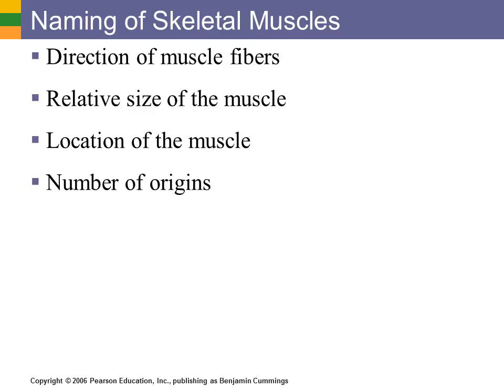Some muscles are identified by the number of origins. Now, an origin is the point at which the muscle has very little movement. It's basically the stationary point. Since all joints are going to move a little bit, I've always told my students to remember that the origin is the less movable point than the insertion. The insertion is the main part that moves.